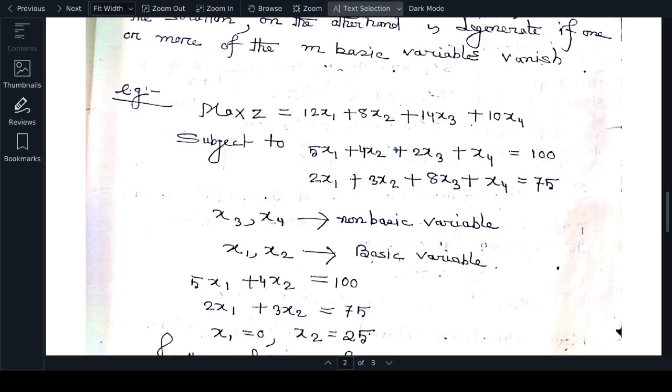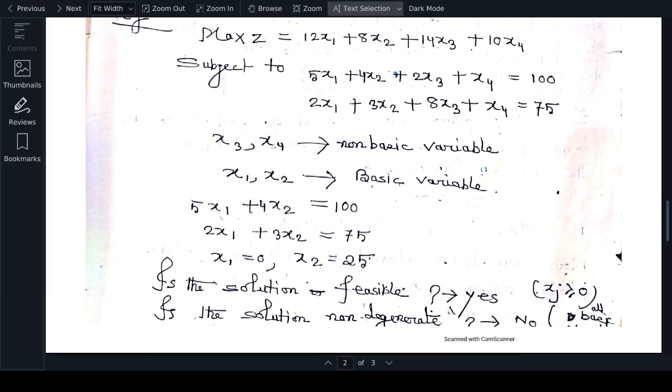As you wish, you can consider any 2 variables equal to 0. Say we consider x3 equal to 0 and x4 equal to 0. Then we get x1 and x2 called basic variables, and x3 and x4 are called non-basic variables, right? Then you see, when x3 and x4 equal 0, our equations will be 5x1 plus 4x2 equal to 100, and 2x1 plus 3x2 equal to 75.